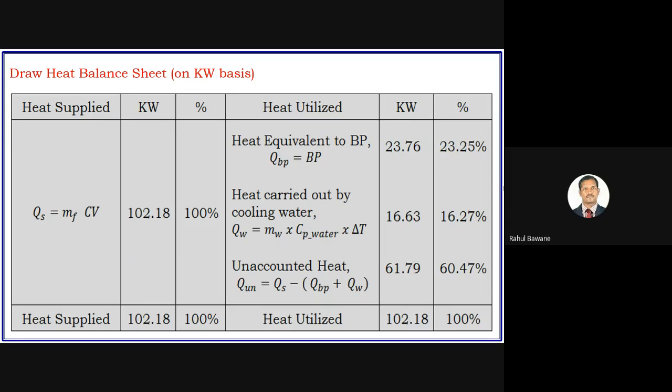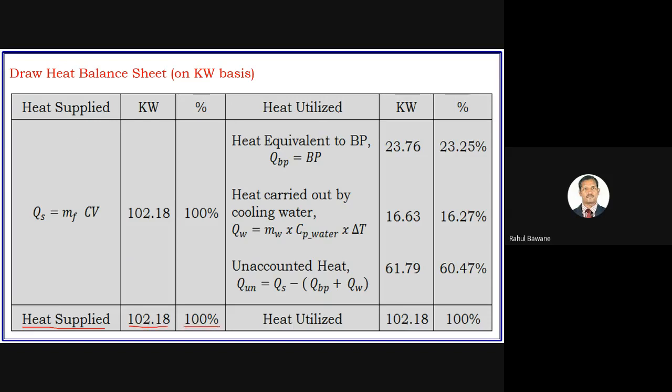So the first part is heat supplied, as it is asked to calculate the heat balance sheet on a kilowatt basis. So the amount of heat in kilowatt and percentage. Heat supplied QS is equal to MF into CV, and the value comes to 102.18, and this is 100%. At the last, we have to write the total heat, that is heat supplied, 102.18, and this is 100%.